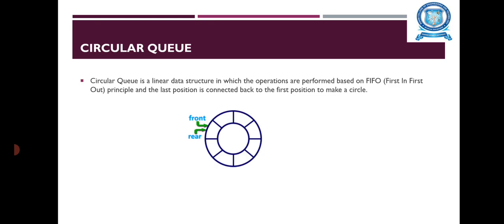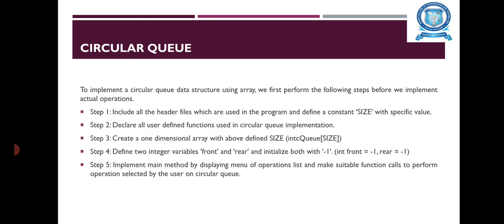Circular queue is one of the linear data structures in which the operations are performed based on the FIFO, that means first in first out principle. And the last position is connected back to the first position to make a circle. This is a representation of the circular queue. Okay, next, circular queue implementation.